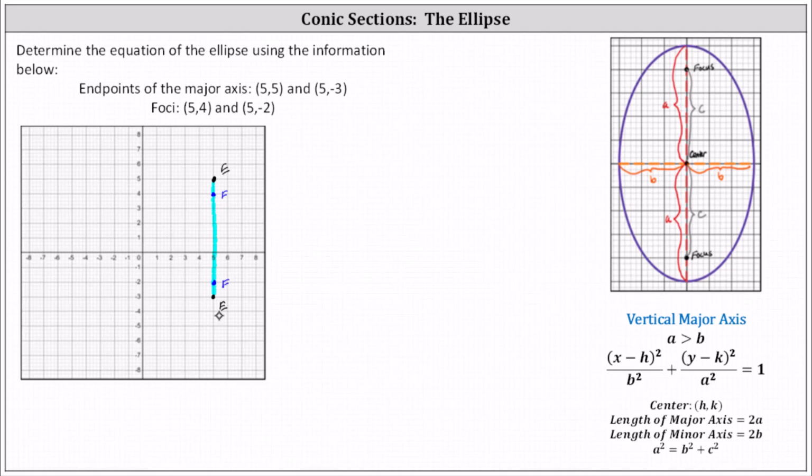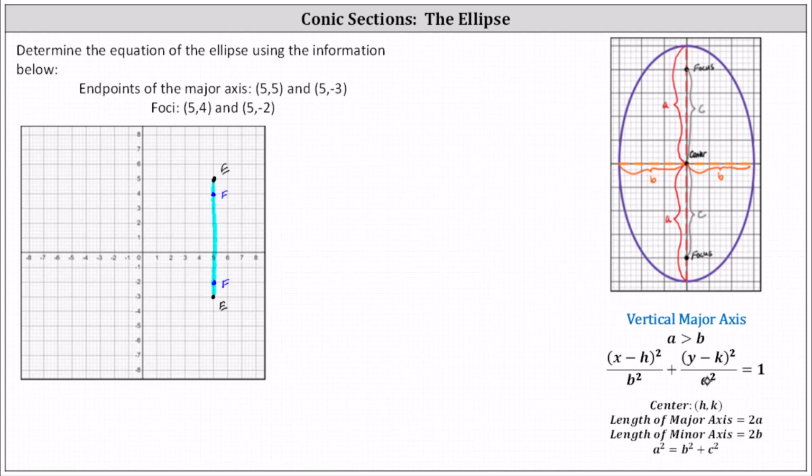Because we have a vertical major axis, we use the form of the equation here on the right, where a is greater than b, and the equation is the square of (x minus h) divided by b squared, plus the square of (y minus k) divided by a squared equals 1. Notice the larger denominator is under the y part of the equation because we have a vertical major axis.